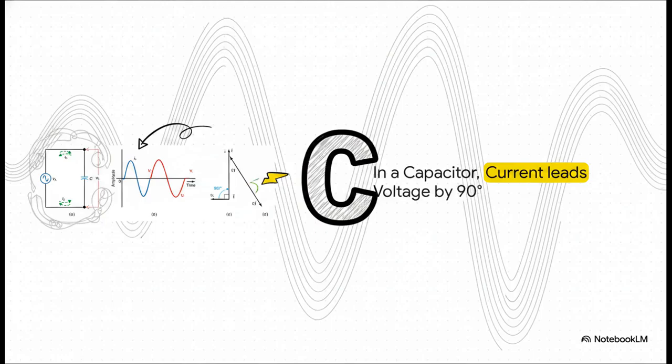Why does this happen? Well, because capacitive current depends strictly on the rate of change of the voltage. When the voltage is crossing the zero line, it's actually changing at its absolute fastest physical rate. That means the current flowing into the capacitor is already at its maximum peak. It is such a brilliant, elegant interaction.